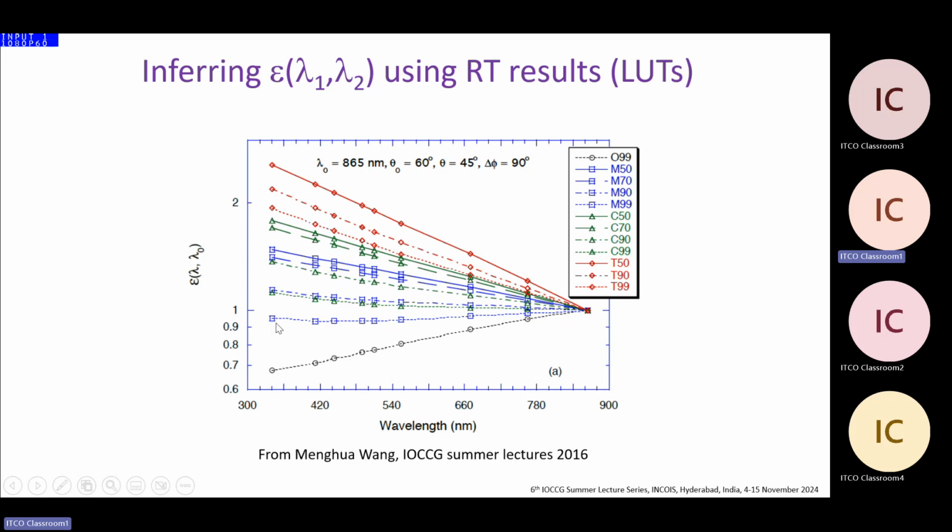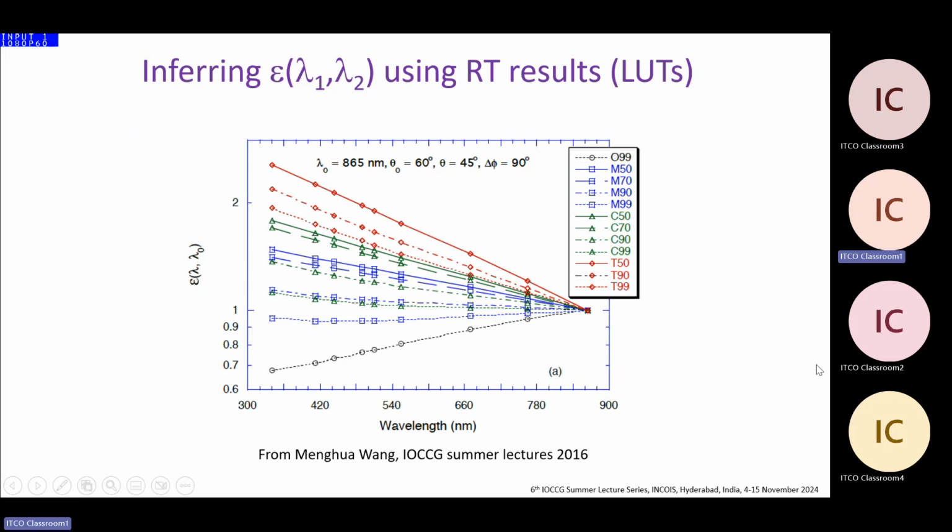At nearly the opposite end, these squares here are probably the maritime with 99% humidity. So quite a lot of large particles, and so nearly no spectral dependence of scattering.